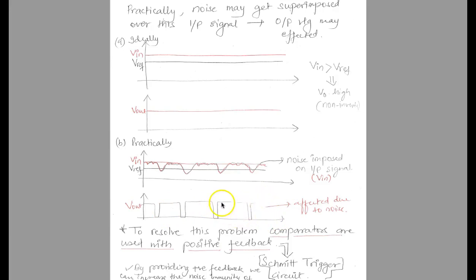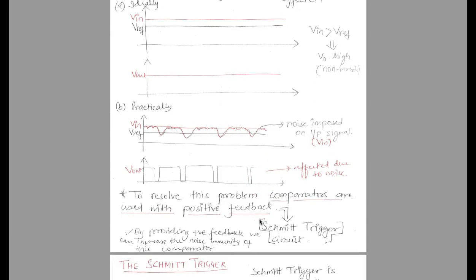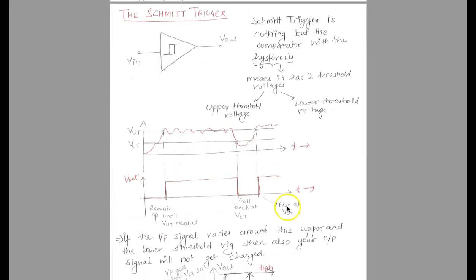To make this circuit more efficient, we use a circuit called the Schmitt trigger, which solves the problem by introducing an upper threshold limit and a lower threshold limit. So here is your Schmitt trigger, and it is nothing but a comparator with hysteresis, which means it has two threshold voltages, an upper threshold voltage and a lower threshold voltage. And this symbol is the symbol of a Schmitt trigger op-amp.